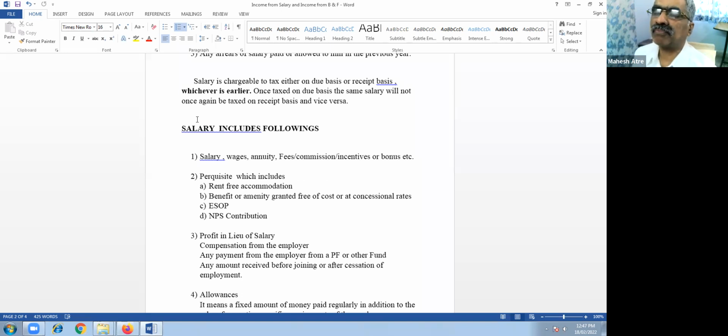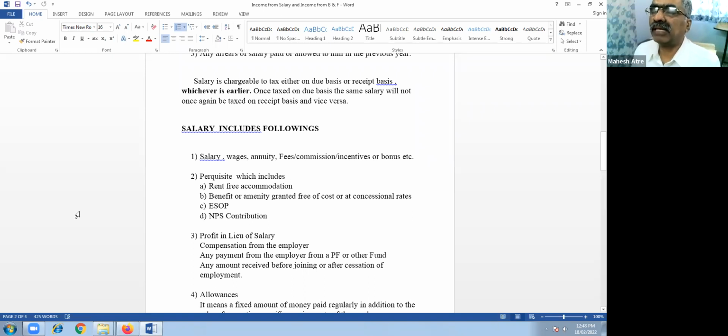Second is perquisites, which includes... Now what is meant by perquisites? Perquisite means any payment in addition to salary. It may be a rent-free accommodation. It may be a benefit or amenity granted free of cost or at a concession rate, or ESOP, employer stock option plan, or it may be an NPS contribution. NPS means National Pension Scheme or New Pension System. That is called contribution here. One thing keep in mind: salary is what you get as pay, and any other benefit you receive besides that is called perquisites.